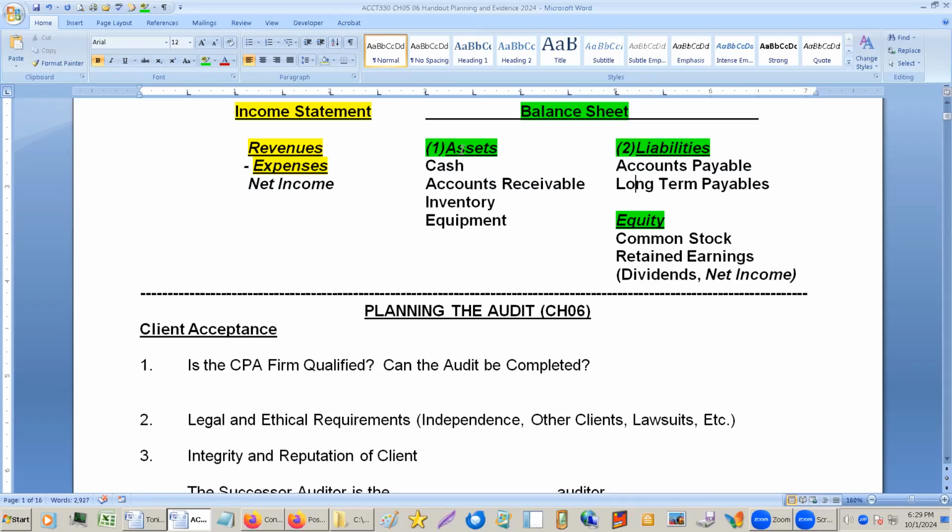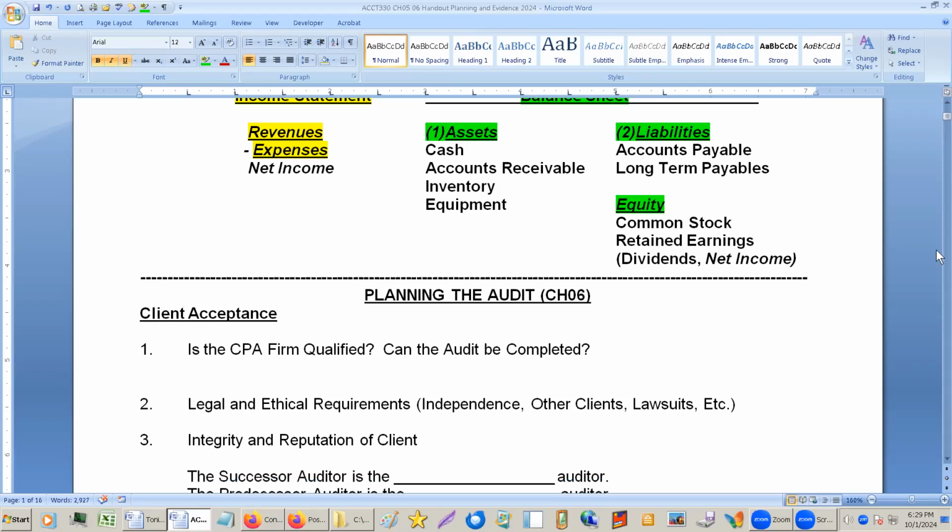Now notice, if we prove the assets out, or get comfortable with the assets, maybe is a better way to put it, and liabilities, what do we know about the equity? If we come to the conclusion that the assets are fairly presented and liabilities are fairly presented, what does that tell you about the equity account? Because these two sides have to equal. Assets equal liabilities and equity. So if assets are fairly presented and liabilities are fairly presented, what do we know about the equity account?